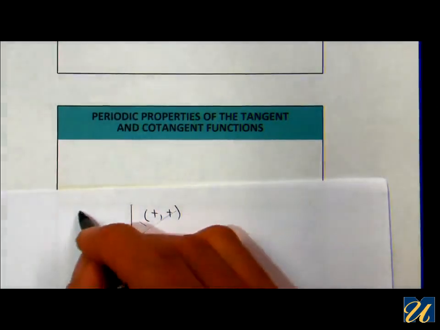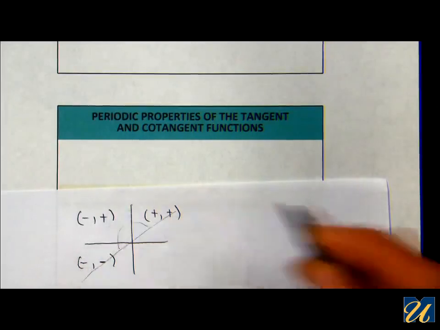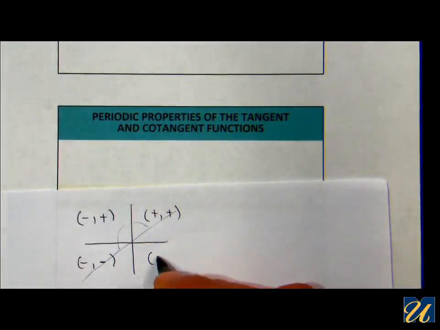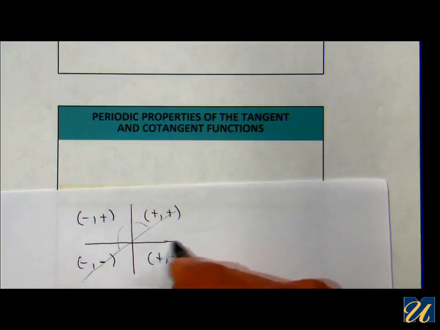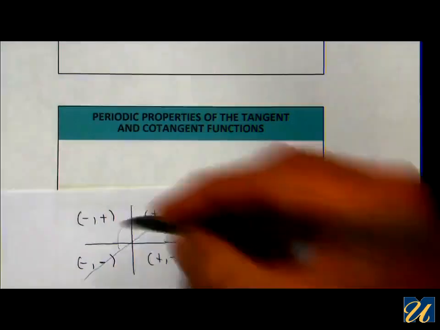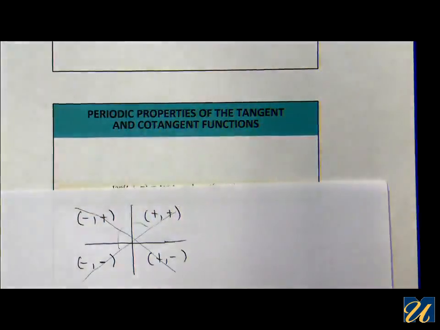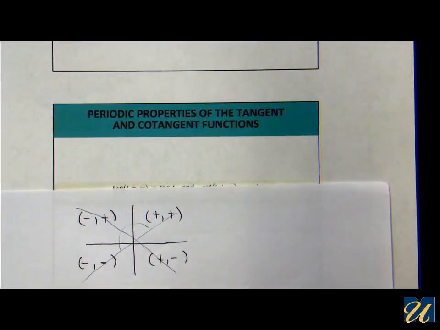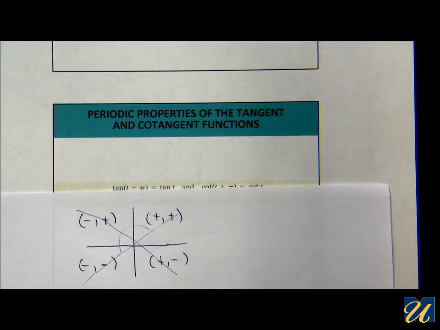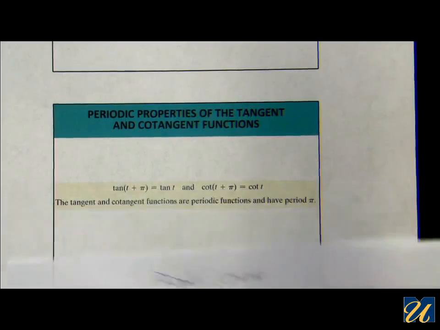In this quadrant, negative, positive, the tangent's negative. And in this quadrant, positive, negative, the tangent is also negative. And they are 180 degrees apart. So the tangent has period pi. It recycles through its values after only, you could say, a rotation of pi, whereas the sine and cosine take an entire cycle about the circle in order to repeat.